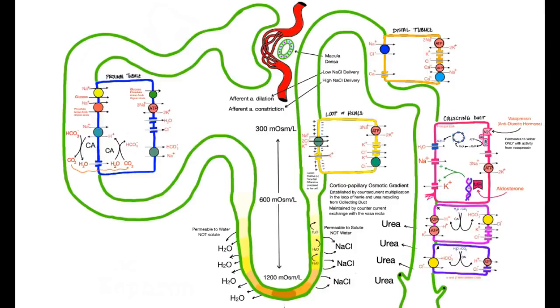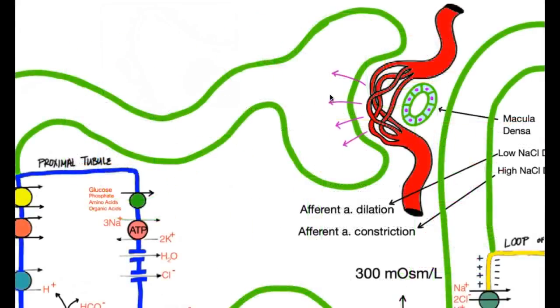Okay, we're going to do a quick run through the nephron from beginning to end, and this is going to go quick, but it serves as a great review if you are studying kidney physiology. So we're going to start at the level of the glomerulus.